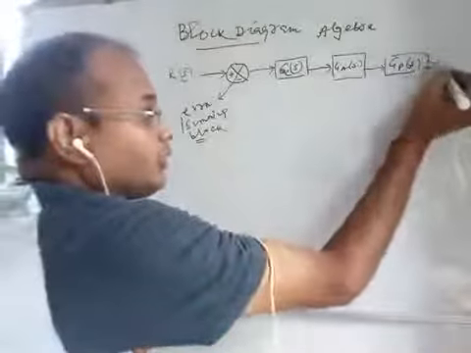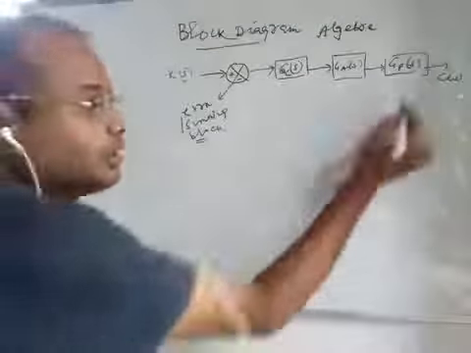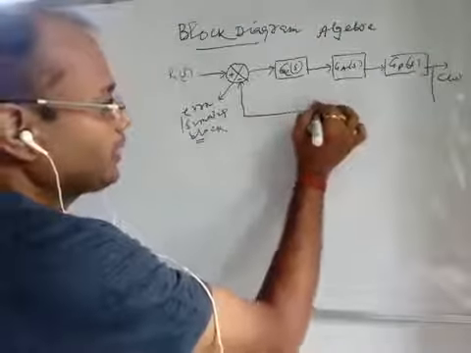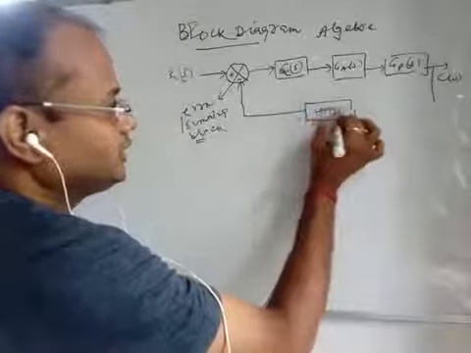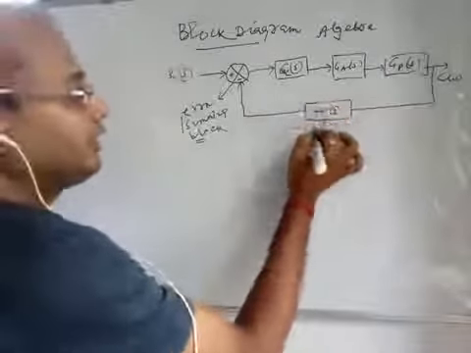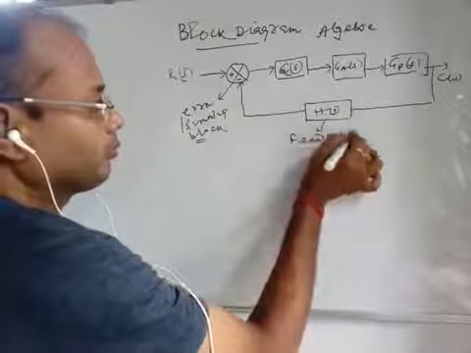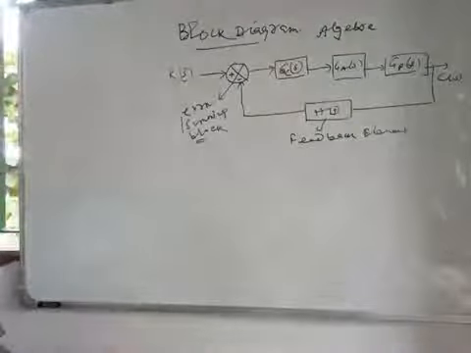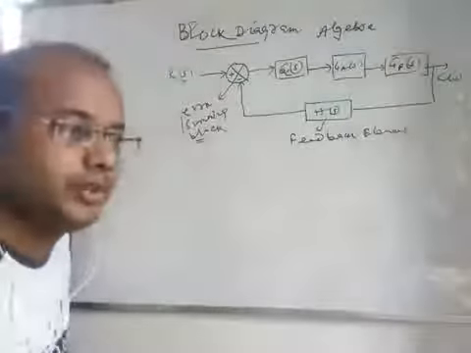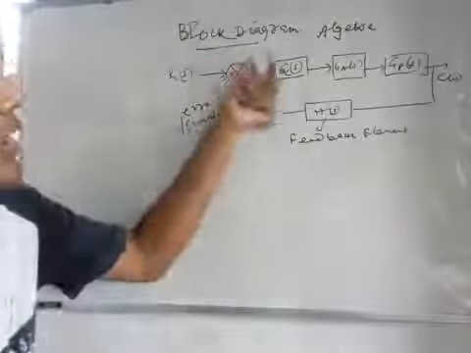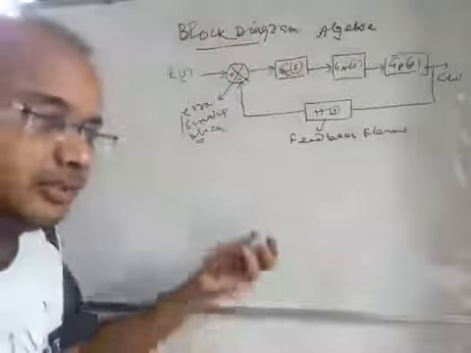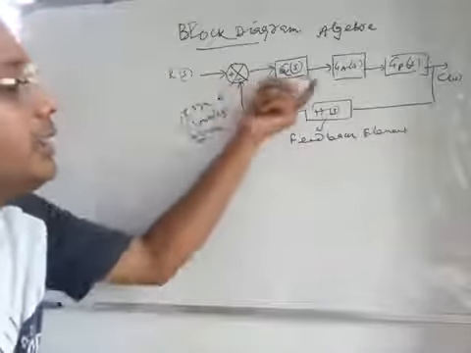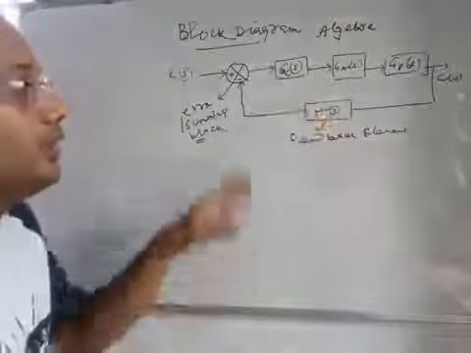Now from here you get the output C(S), and this is your feedback, because we are dealing with a closed loop feedback control system. So this is your H(S), the feedback element, and all are written as functions of S. That means the blocks have been described by their differential equations, taking the Laplace transform of each, and you get the blocks as functions of S, right?